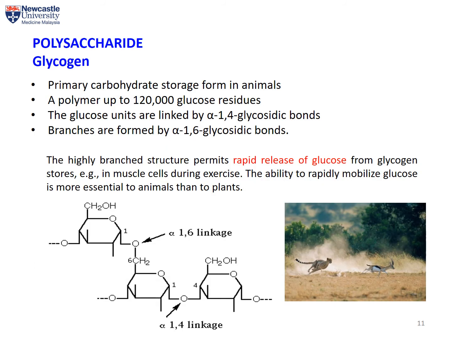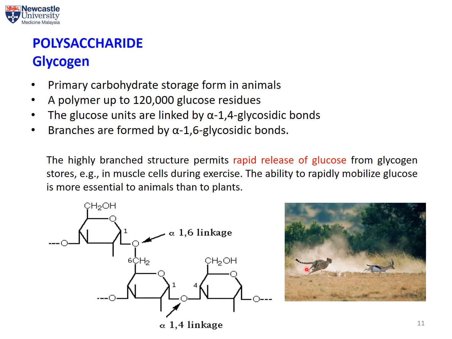In animals, you have glycogen, which is also an energy storage molecule. However, glycogen can be very large, up to 120,000 glucose residues. Like starch, glycogen is linked by alpha-1,4 glycosidic bonds for the main chains, while the branches are formed by alpha-1,6 glycosidic bonds. Now, one special thing about glycogen is that it allows rapid release of glucose because it is highly branched.